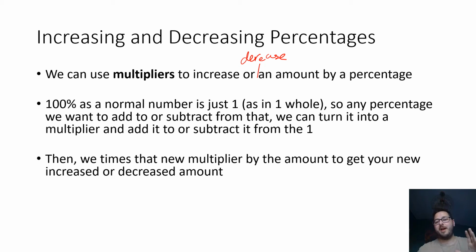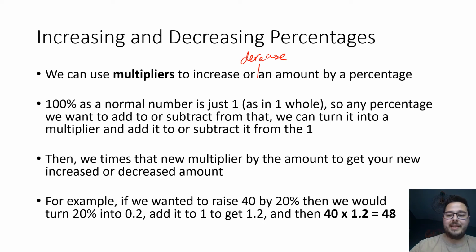Then we times that new multiplier by the amount to get your new increased or decreased amount. There is another video about this, I think it's called increasing and decreasing percentages, where it goes into this in a bit more detail. But just a quick example to get the hang of it. If we wanted to raise 40 by 20%, then we will turn 20% into 0.2, add it to 1, which is the 1 whole, and that gets 1.2, and that's your multiplier. Then 40 times 1.2 is 48, which is 40 increased by 20%.